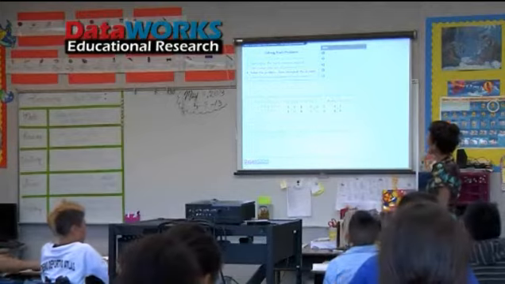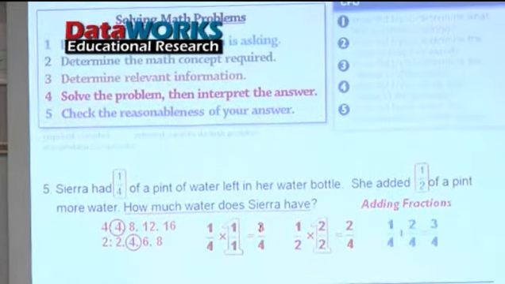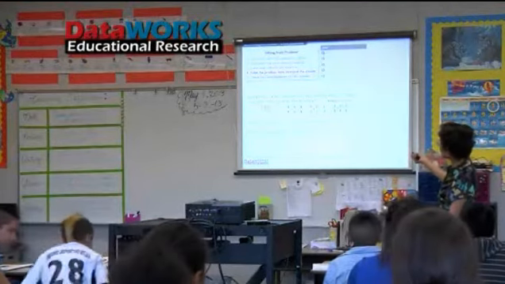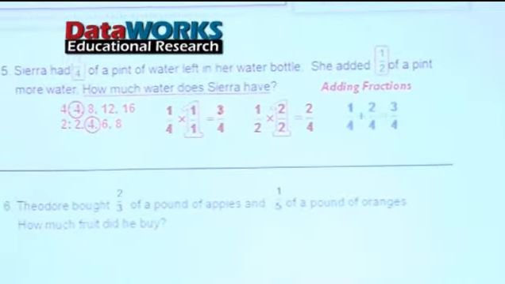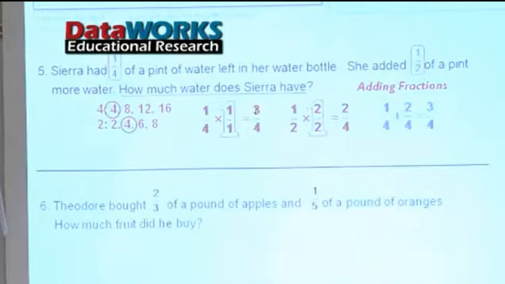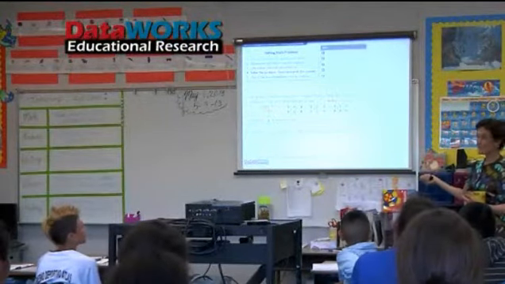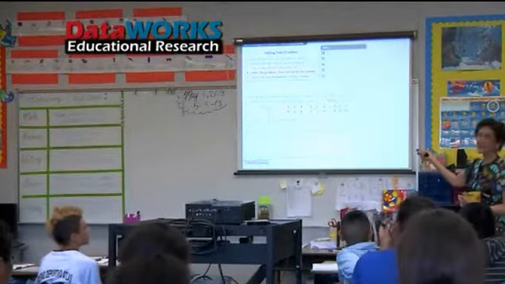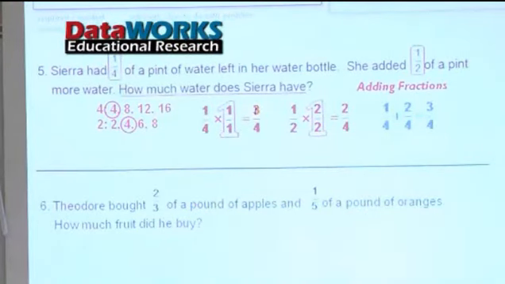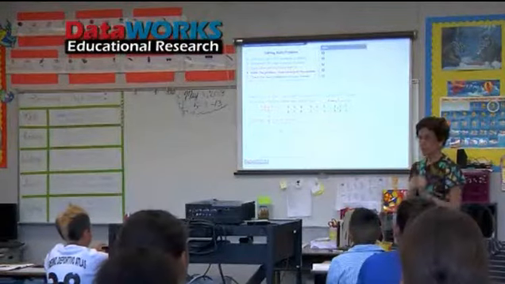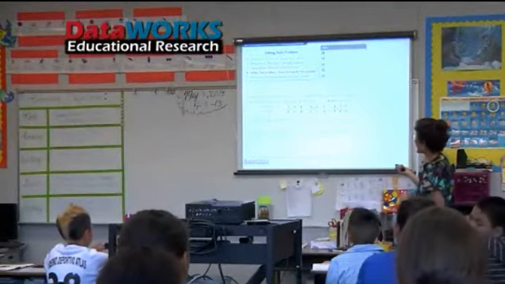Interpret the answer. Now we have to tell what the answer means. What is the meaning of 3/4? Let's read the question one more time. How much water does Sierra have? When you interpret the answer, all you're doing is answering the question. So the answer here is telling me that Sierra has 3/4 of a pint of water. Talk to your partner and tell your partner, how did I interpret the answer?